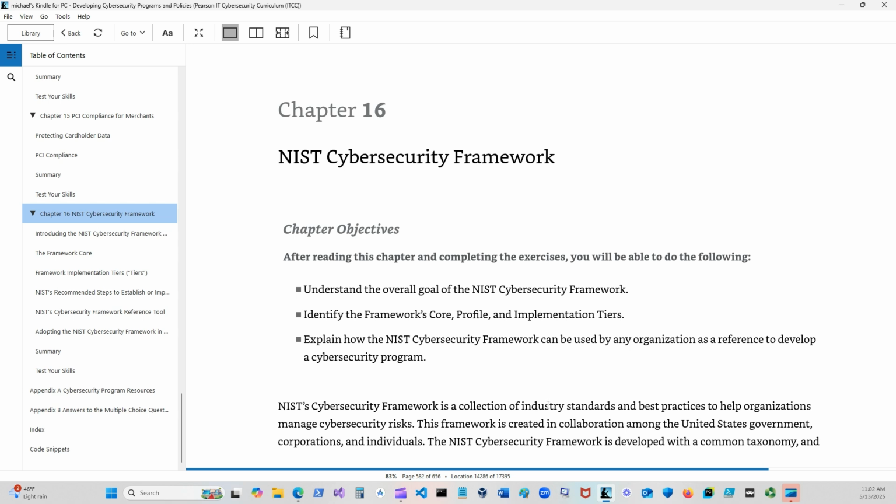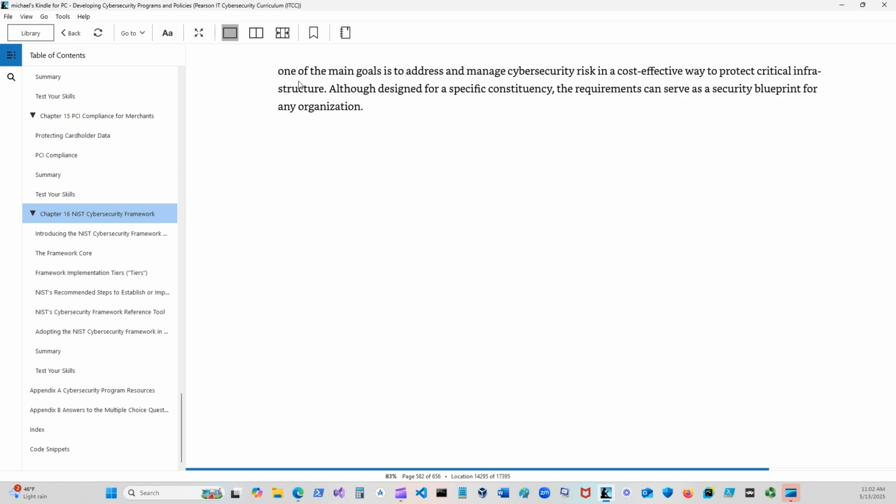NIST Cybersecurity Framework is a collection of industry standards and best practices to help organizations manage cybersecurity risk. This framework is created in collaboration among the United States government, corporations, and individuals. See, that's another reason. And this cybersecurity framework is developed with a common taxonomy. One of the main goals is to address and manage cybersecurity risk in a cost-effective way to protect critical infrastructure. Is that always correct? I don't think so. Although designed for a specific constituency, the requirements can serve as a security blueprint for any organization.